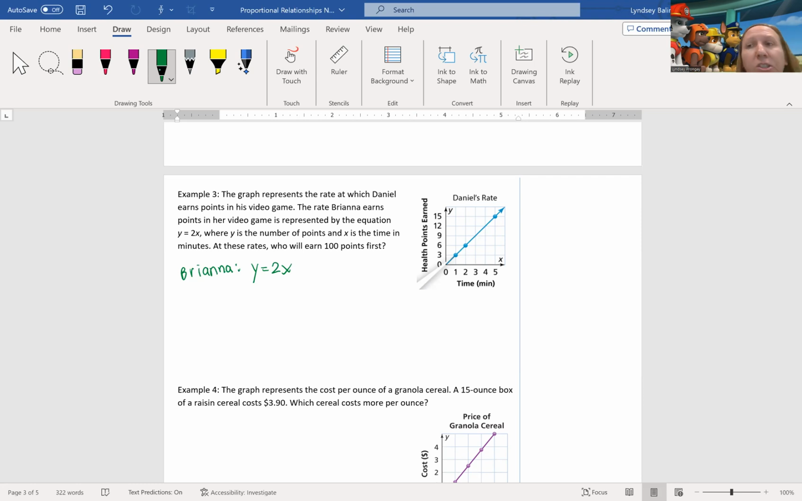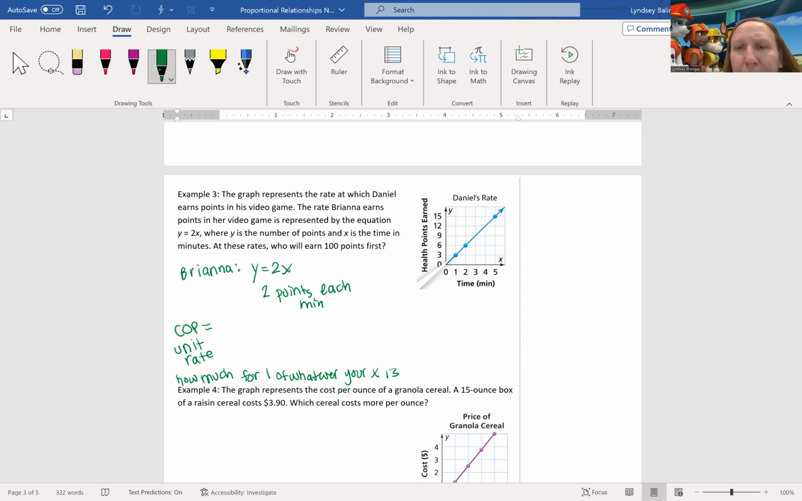So the COP is how much she's earning per minute. It's also the unit rate, really. So really, COP is the same thing as unit rate. It's essentially how much for 1. I'll add that in here since I have a little bit of room. So COP is the unit rate, how much for 1 of whatever your x is. Okay, so Brianna is earning 2 points each minute, based on her equation.